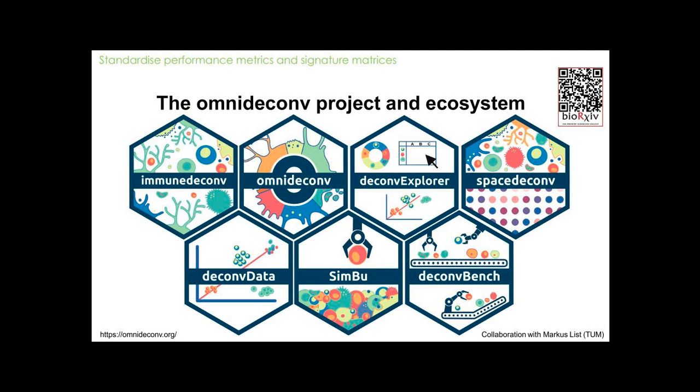In Deconv Explorer, they provide a Shiny app to see the impact of selecting markers on the characterization of your cell types. SpaceDeconv, as you may guess, is deconvolution for spatial transcriptomics. Deconv Data is just a set of datasets. Simbu is for simulating realistic frameworks of deconvolution distributions. And finally, Deconv Bench, as you may guess, is to compare the performance of deconvolution algorithms across scenarios.